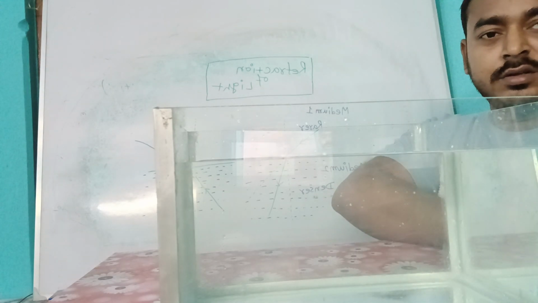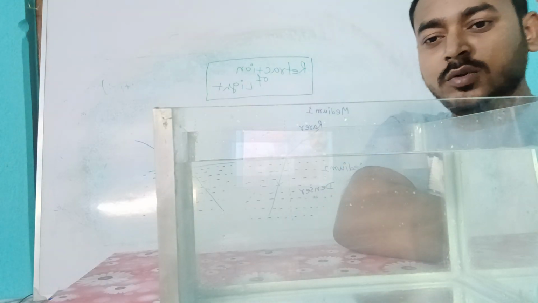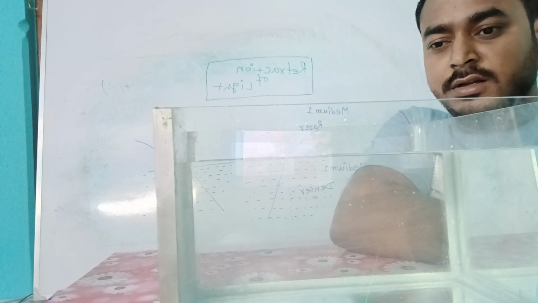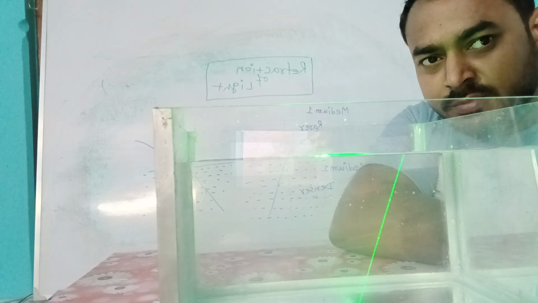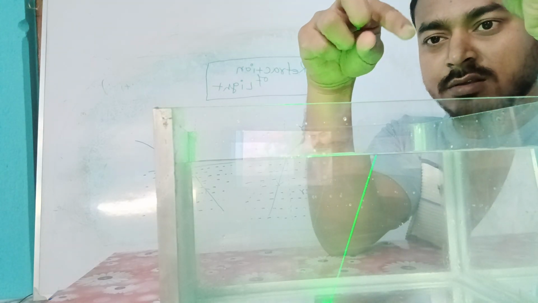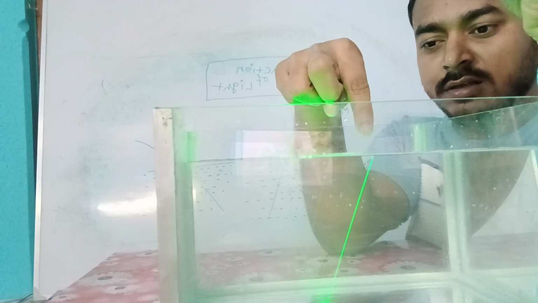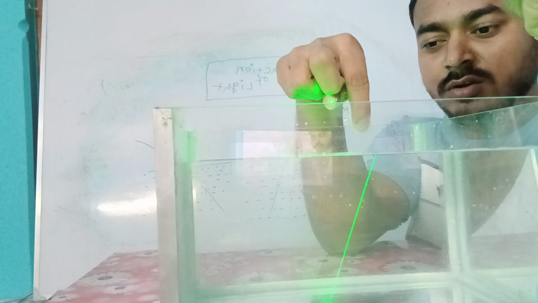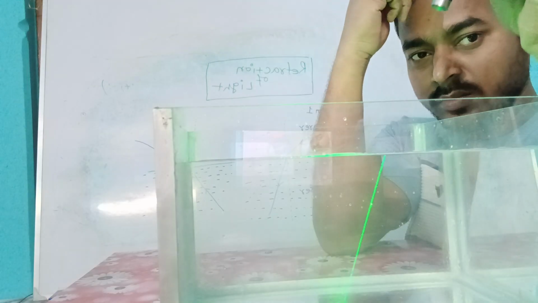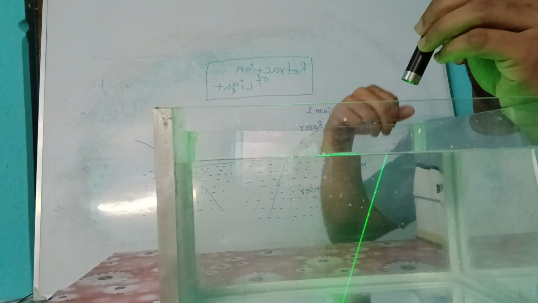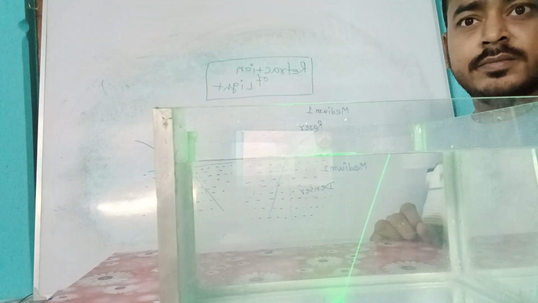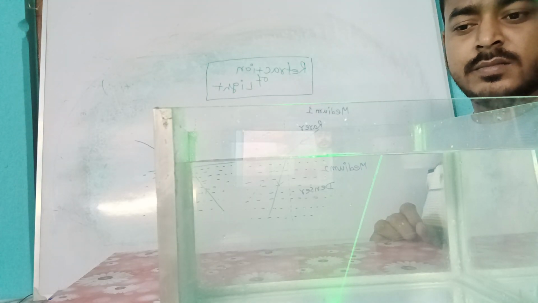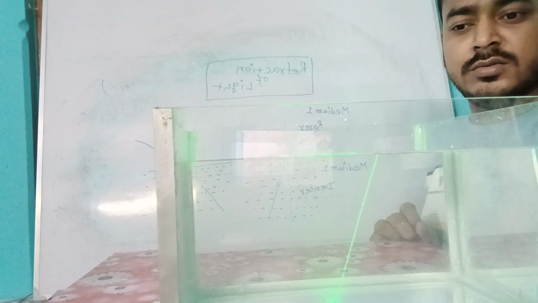So you can see this is a beam of light. Now let me do one thing. This is the incident ray, and we can see the light bends. This is the incident path, and it bends towards the normal. You can see it bends towards the normal.